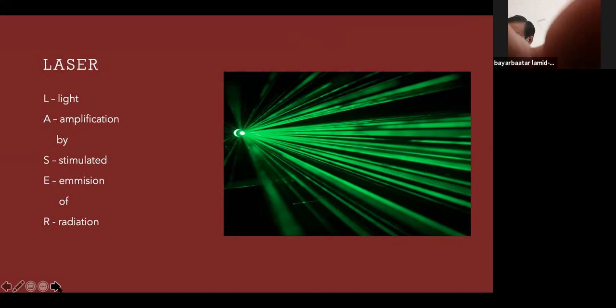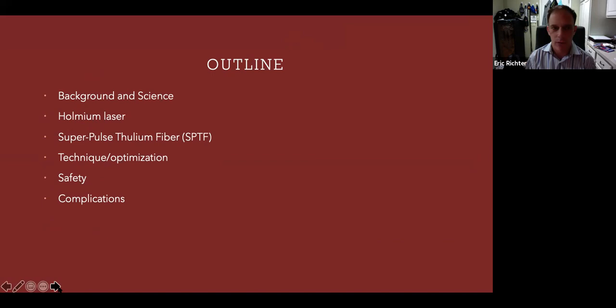So this is the background of what we'll be talking about. We'll start out talking about the background and science of laser technology. We'll spend most of our time talking about the holmium laser because that's what I use and that's what you use. But I will spend a minute or two on a newer laser called a thulium laser. That's kind of some emerging technology. And then we'll talk about technique and optimization. We'll talk about safety and then complications of laser use.